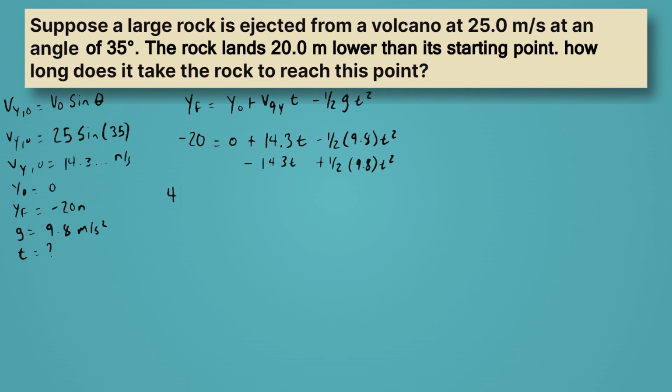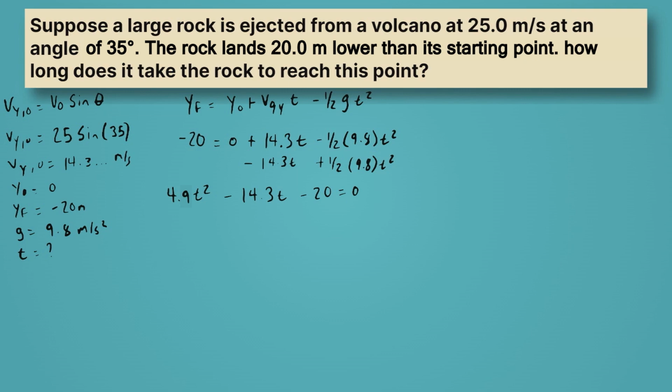So we'll write 4.9 times t squared. That's this term that we've added over. And then we'll have minus 14.3 t, and then our last term, minus 20, all equals 0. So this minus 20 just stayed there and hung out on the left-hand side.